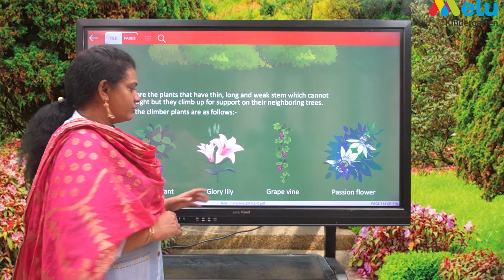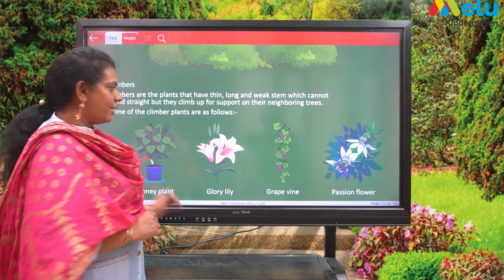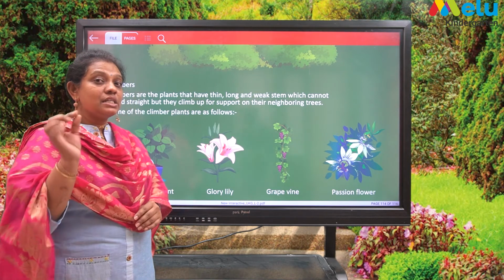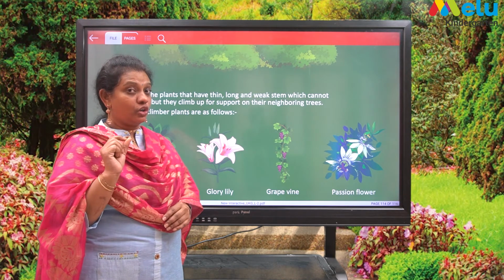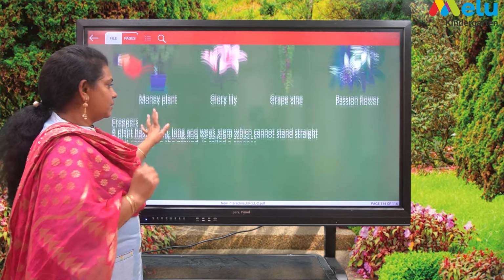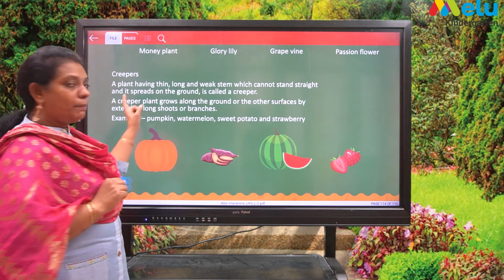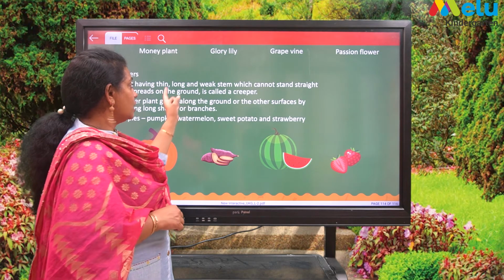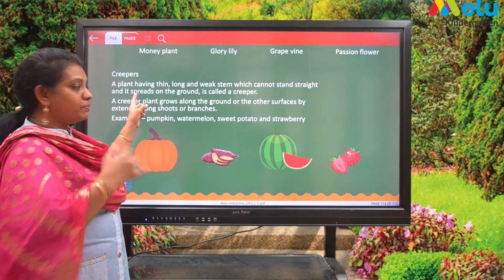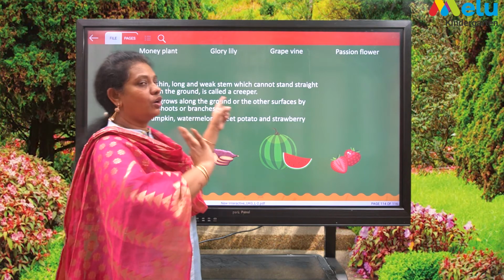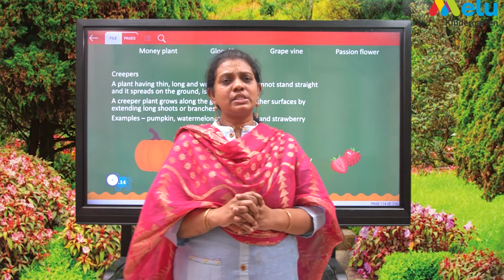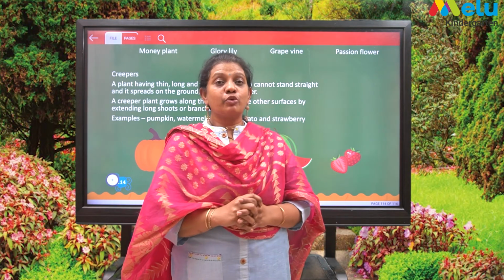Out of these four, you might have seen all the four, right? You observe now. Check their stem, whether it is hard, strong or soft, weak. Now let us talk about creepers. A plant having a thin, long, weak stem which cannot stand straight and spreads on the ground is called a creeper.